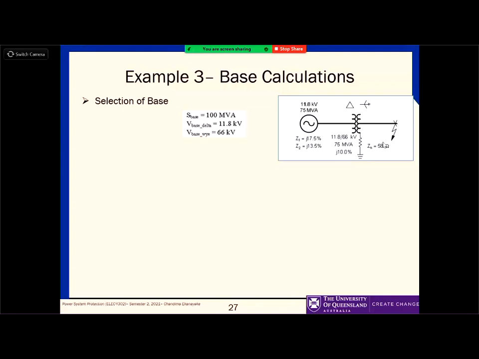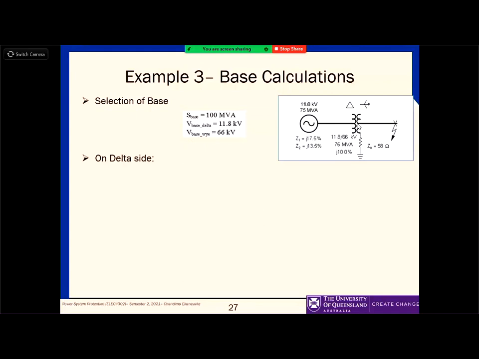In this particular case, this is not a good idea, but just for teaching purposes, I changed the base to 100 MVA. Otherwise, in an exam, you can go with 75 MVA. That is much easier. Okay? And V base delta is 11.8, V base Y side is 66, depending on the transformer voltage ratios.